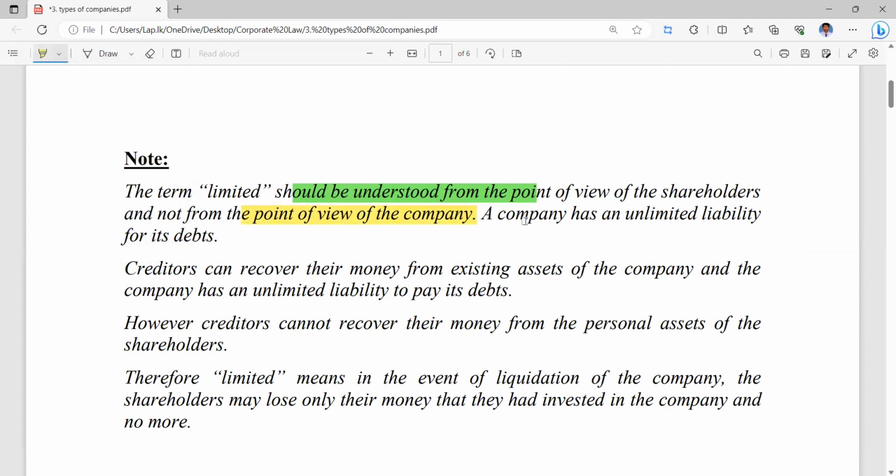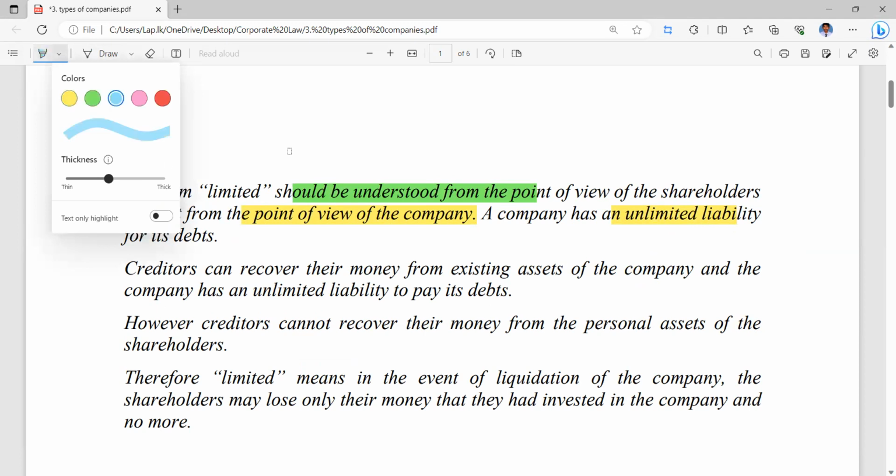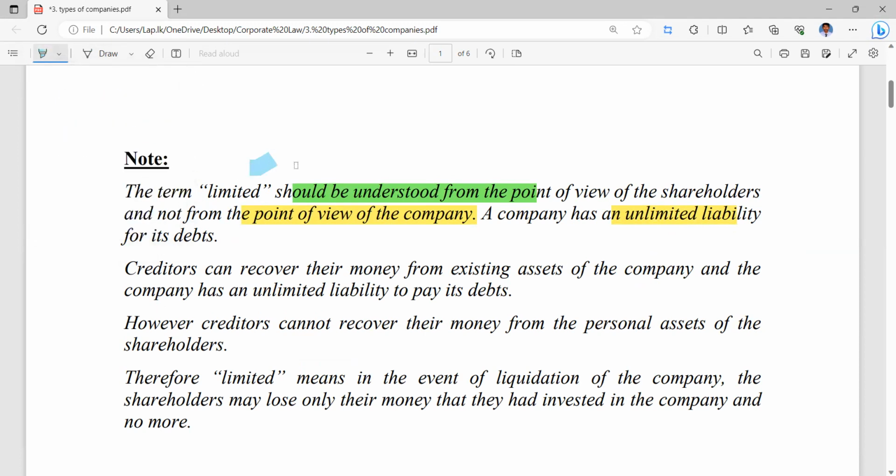A company has an unlimited liability for its debts. Shareholders' liability is limited. That is why we call it a limited company. Don't misunderstand. The liability of the company is not limited. The shareholders' liability is limited. So you want to remember that.